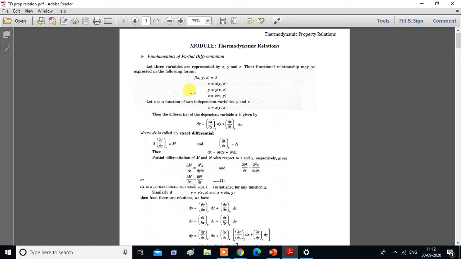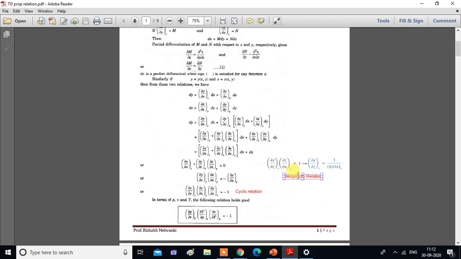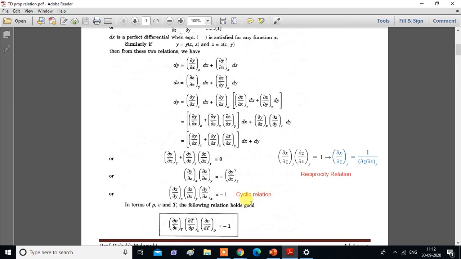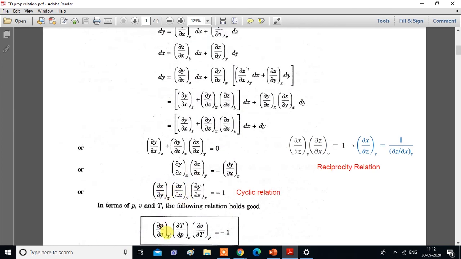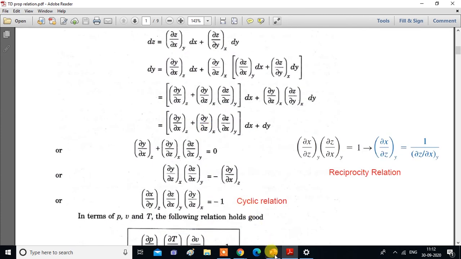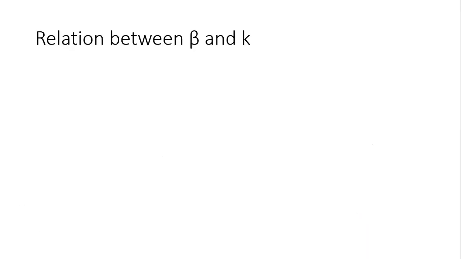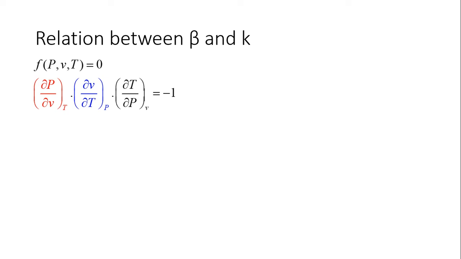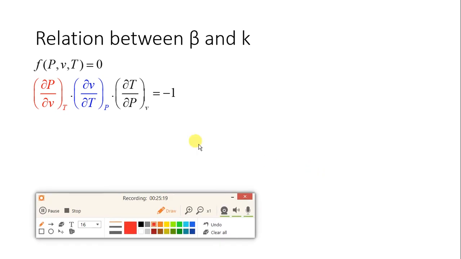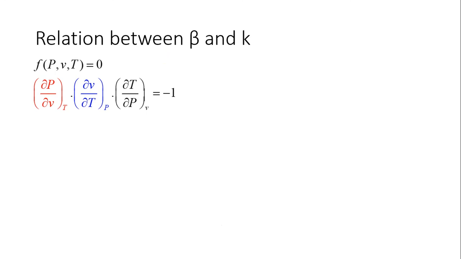Okay, so fundamentals of partial differentiation. There are two terminologies over here. One is the reciprocity relation and the second is the cyclic relation. The cyclic relation is shown over here for x, y and z, and then it has been applied for pressure, volume and temperature. You can go through this. Now, using this cyclic relation, we can derive the relationship between beta and K. So how to derive that relation now?